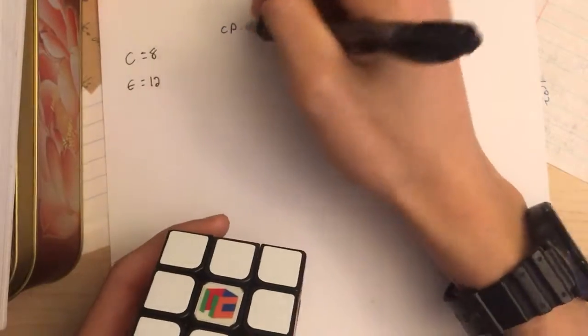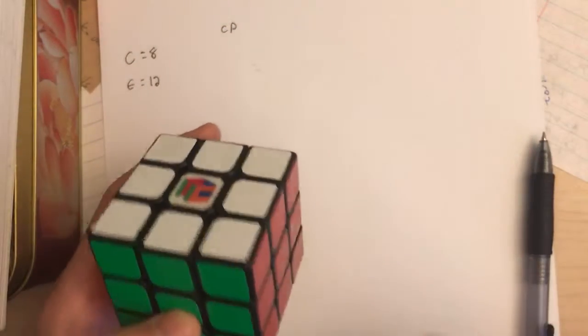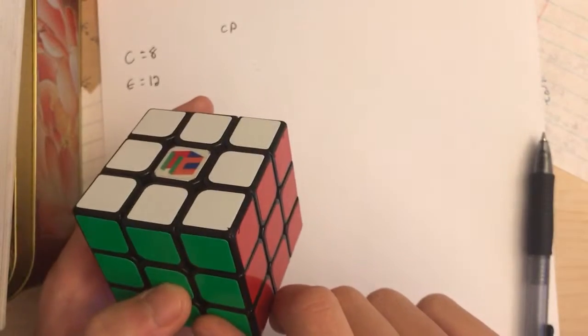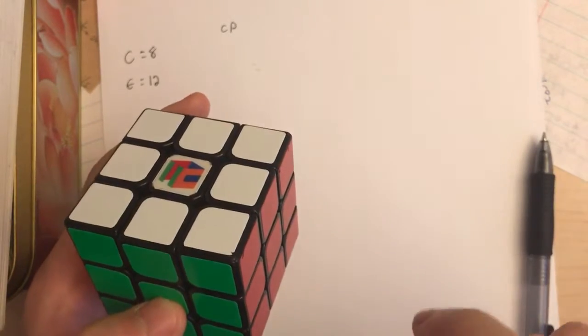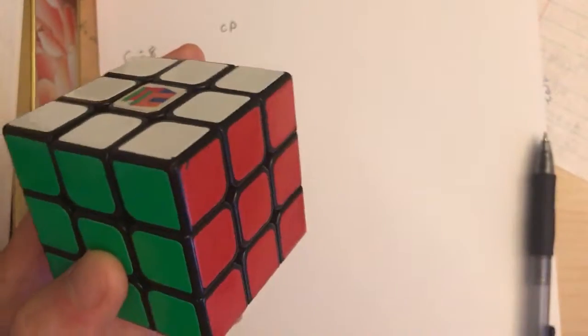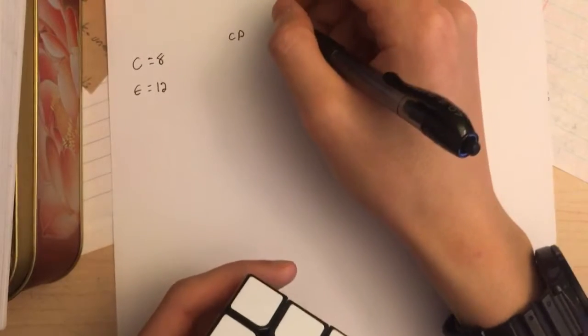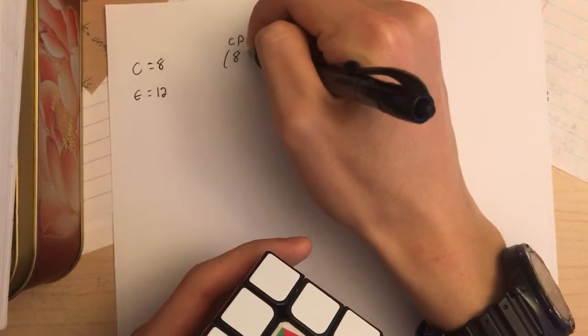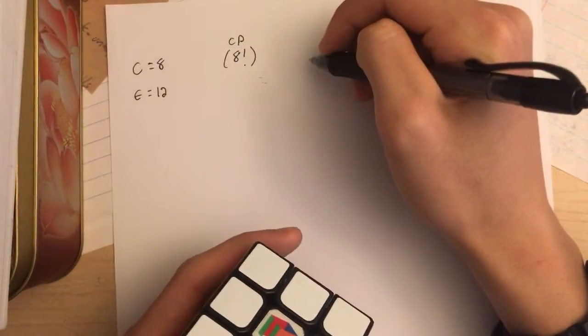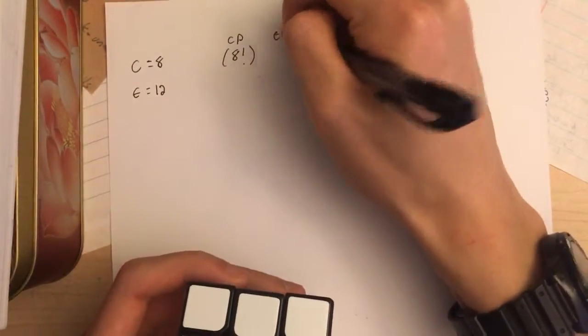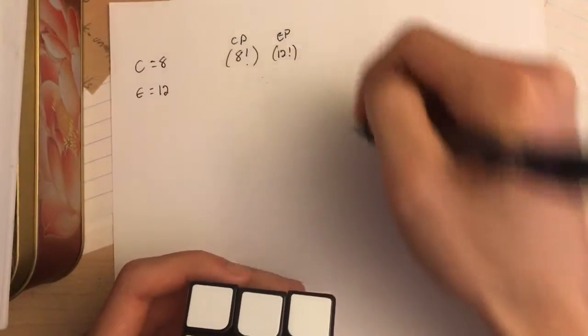Right, so for corner permutation, there is 8 ways we can put the first corner in the first block. And then there are 7 ways we can put the corner in the second block, because we can't put it in the original 8th position because another corner is already there. And then there are 6 for the third corner, and so on and so on. So by that logic, the number of permutations for the corners is 8 factorial. And for the same logic, with all 12 edges, the edge permutation should be 12 factorial.